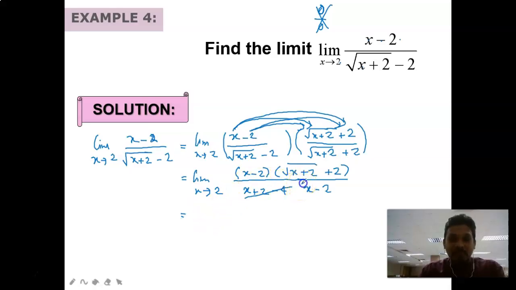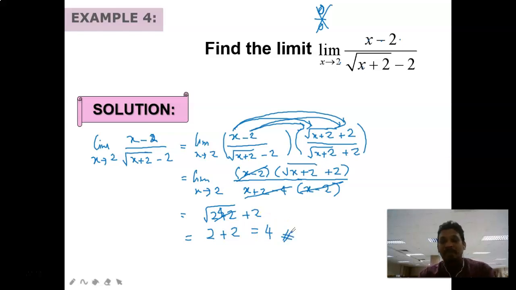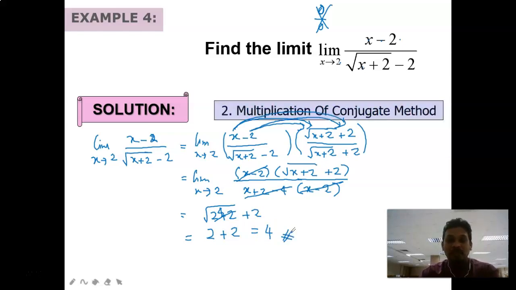We substitute the value of x equal to 2 here. Okay, before that, we got x minus 2 here, and also x minus 2, so it equals 1. What we have now is only square root of x plus 2 and plus 2. Substitute x with 2 here: square root of 2 plus 2, and then plus 2 here. Square root of 4, 2 plus 2 equal to 4, and square root of 4 equal to 2, then plus 2 here equals 4. Okay, multiplication by the conjugate.